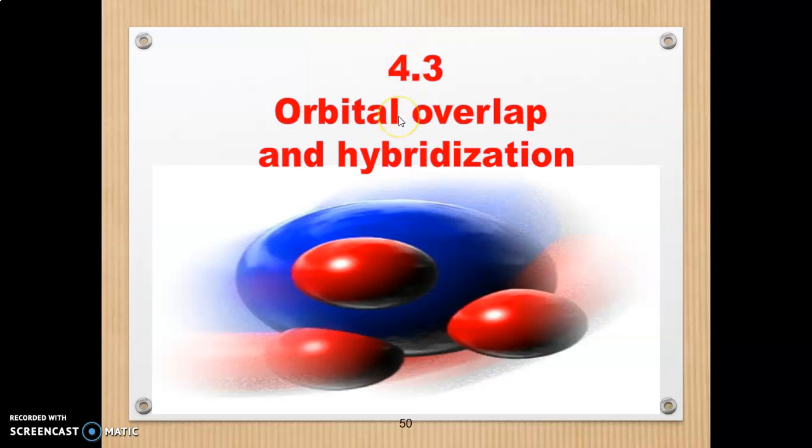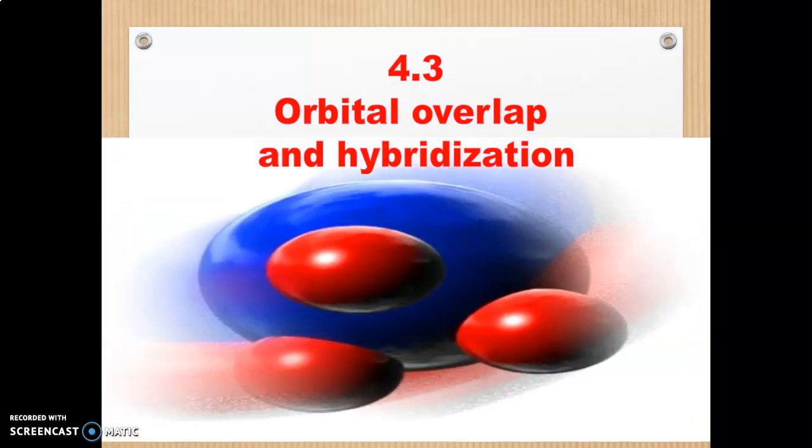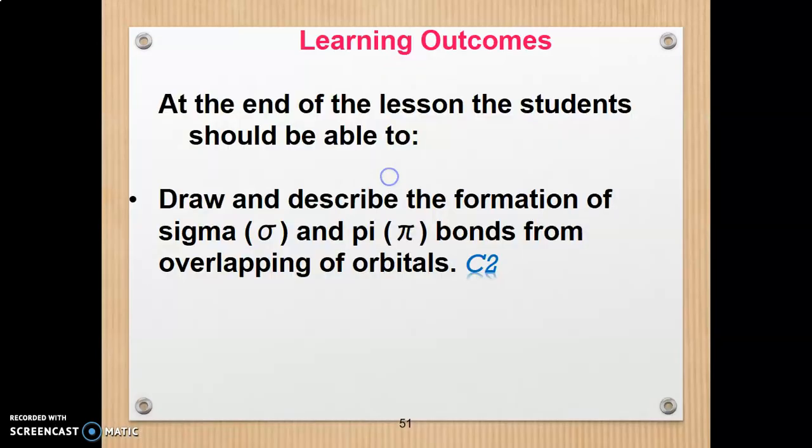4.3 Orbital overlap and hybridization. At the end of the lesson, the student should be able to draw and describe the formation of sigma and pi bond from overlapping of orbitals.